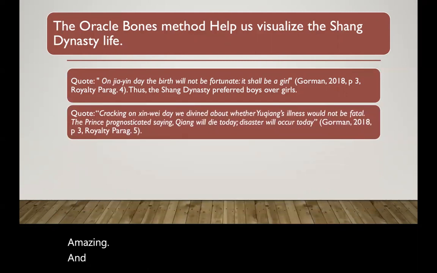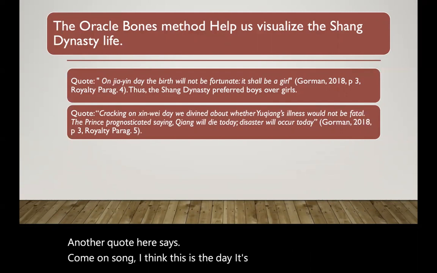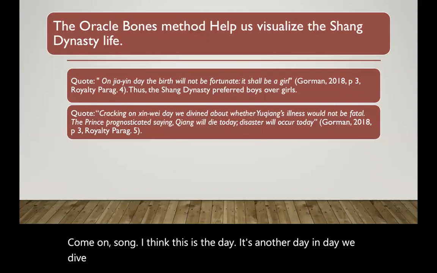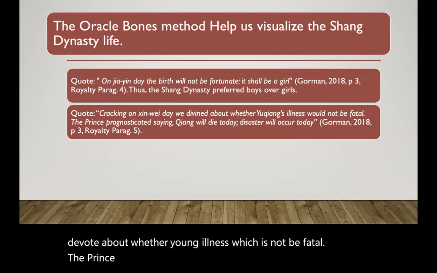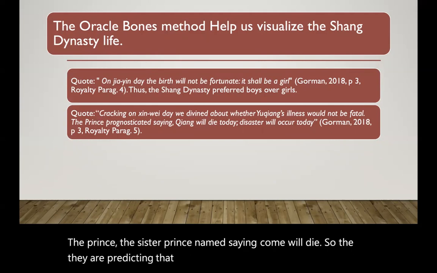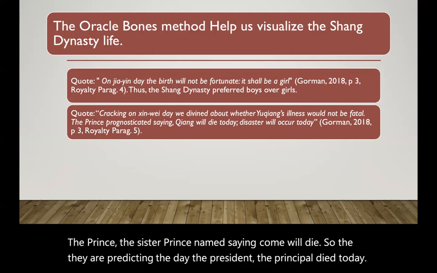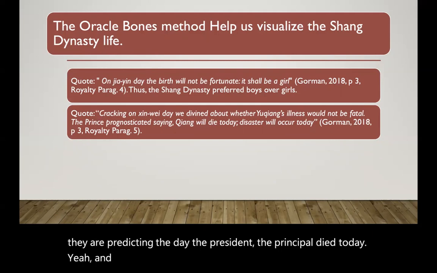Another quote here says, Hong on song. I think this is another day name. "Day, we divined about whether the illness will not be fatal. The prince," this is the prince's name, "Khan will die." So they are predicting the day the prince will die, that it will occur today. And they are predicting some disease.